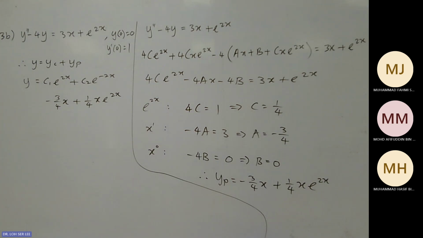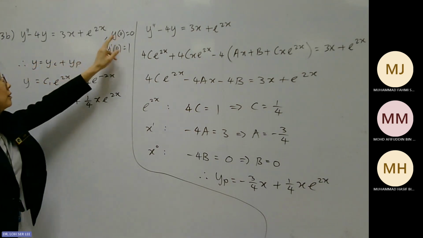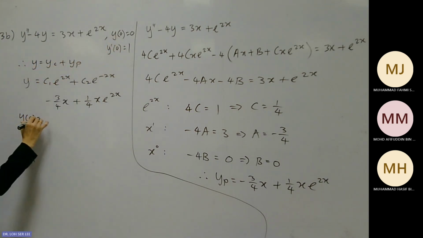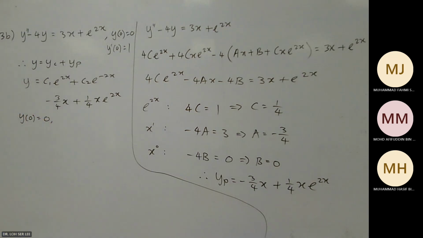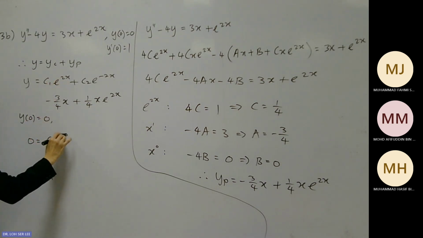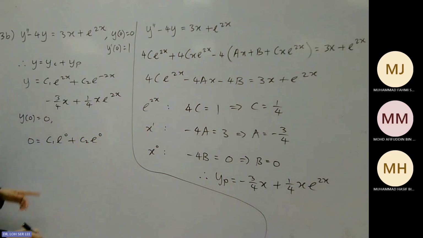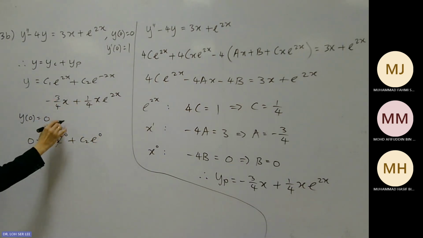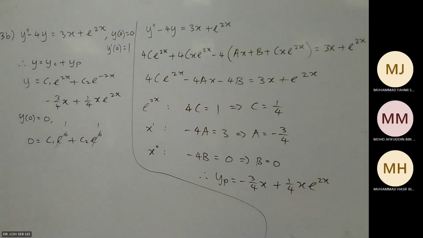Then we substitute the initial value. y(0) is 0. When x is 0, y is 0. So c1 e^0 plus c2 e^0, and the other terms are 0. We have only this, and e^0 is 1. So you get the first equation: c1 plus c2 is 0.